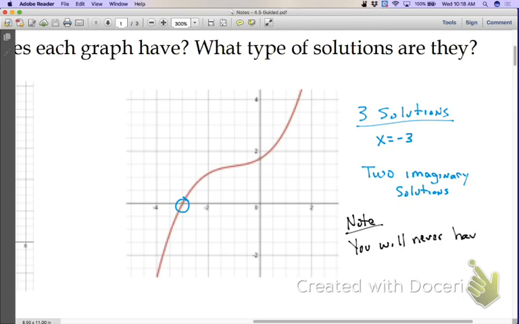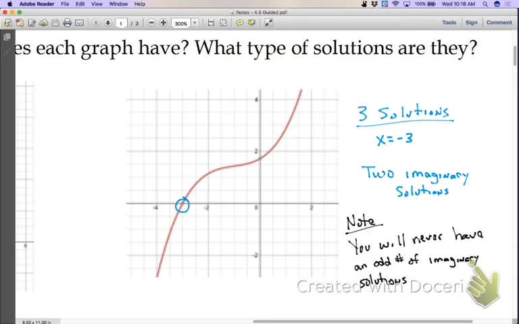You'll never have an odd number of imaginary solutions. You'll either have 2, you'll have 4, you'll have 6, you'll have 8.